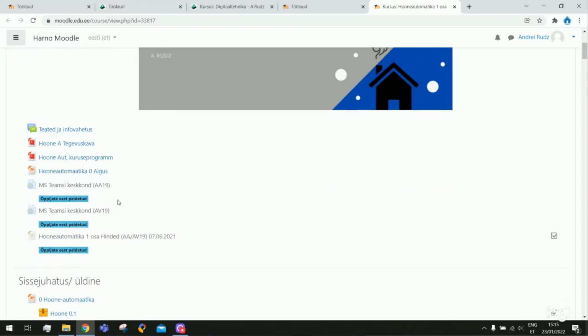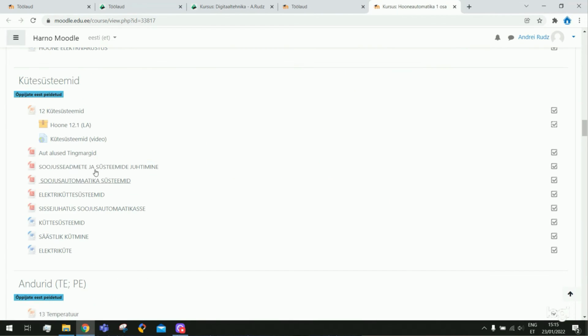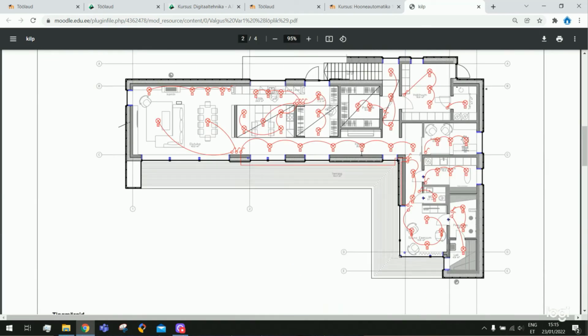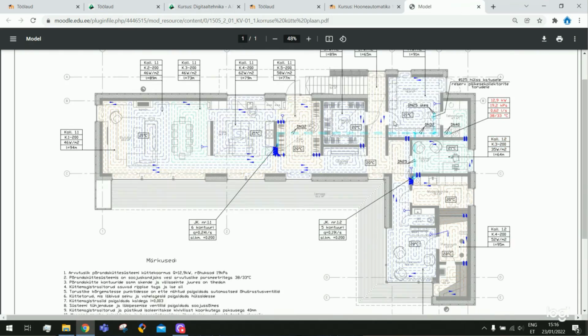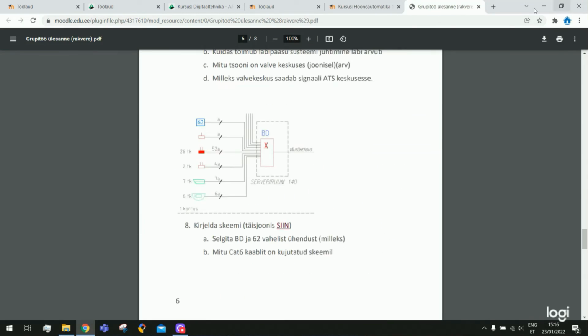The second subject is home automation. In this part, we use mainly online learning. That means all the materials and all the lectures are online. When students get their assignments, mainly they should watch a video. This video is short but to the point. And after the video, they look at the test and complete it. When it's completed, they get the grade.